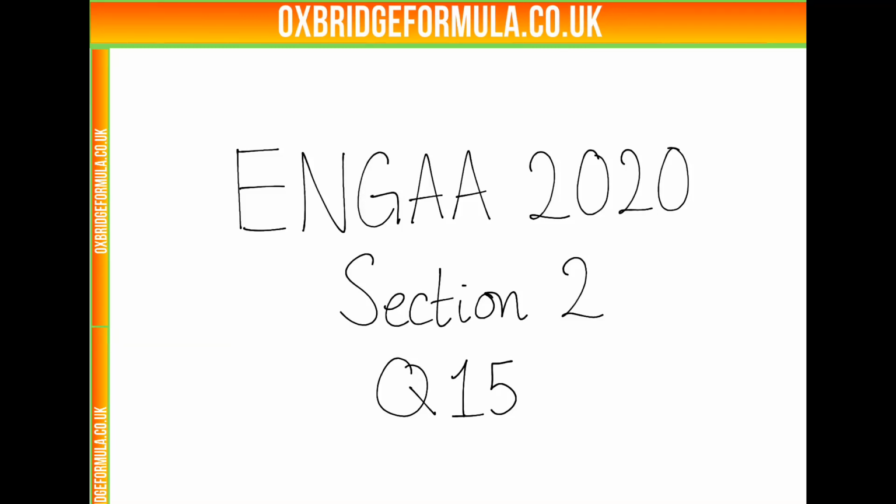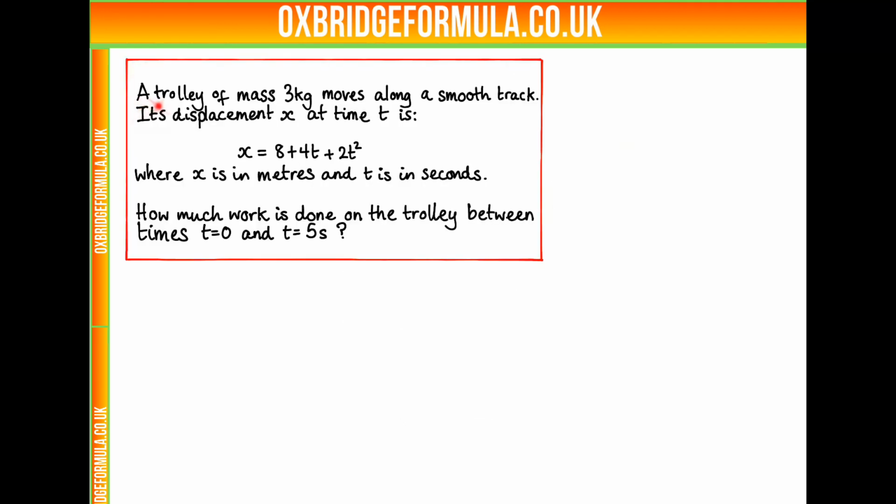This question is taken from the ENGAA 2020 Section 2 paper, and it is question 15. We read: a trolley of mass 3 kilograms moves along a smooth track. Its displacement x at time t is given by this relationship, x equals 8 plus 4t plus 2t squared, where x is in meters and the time is in seconds. How much work is done on the trolley between times t equals 0 and t equals 5 seconds?